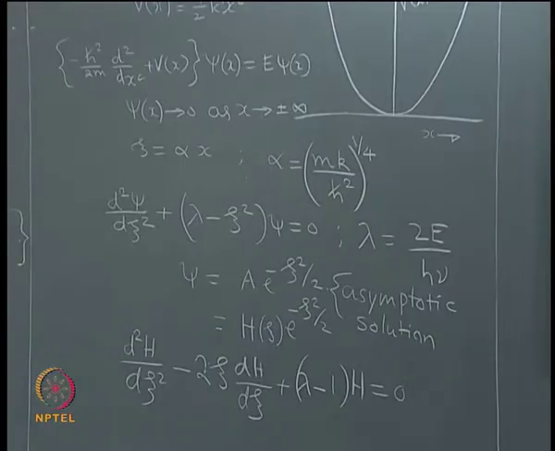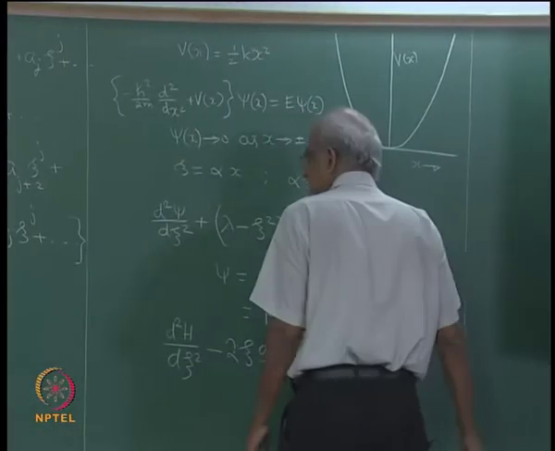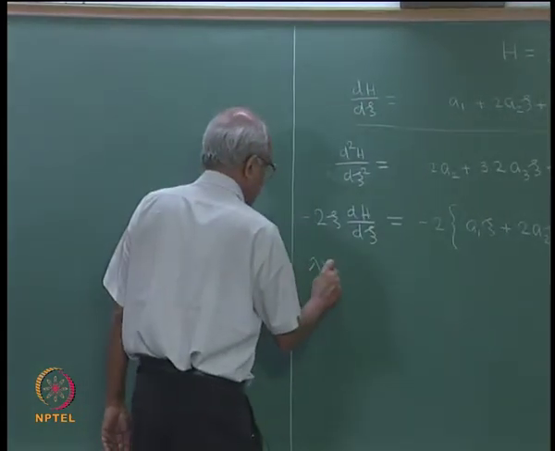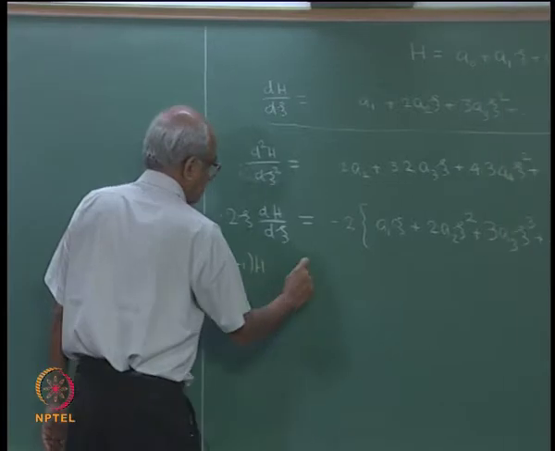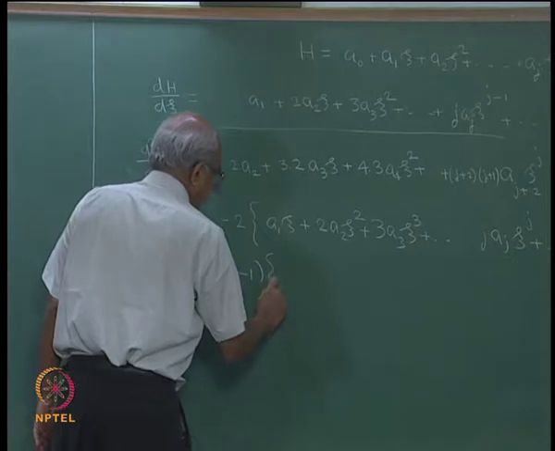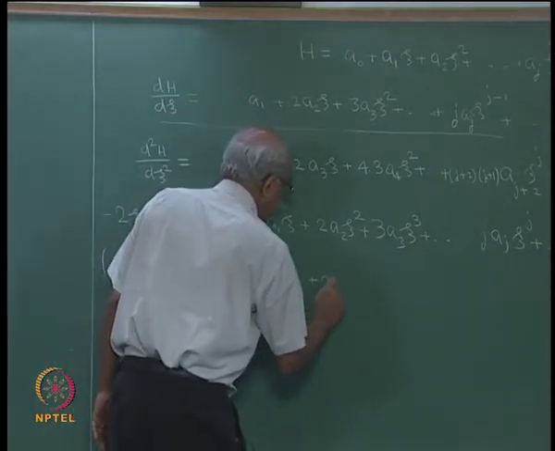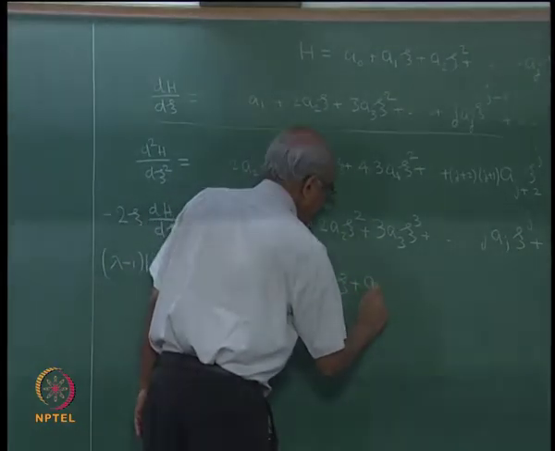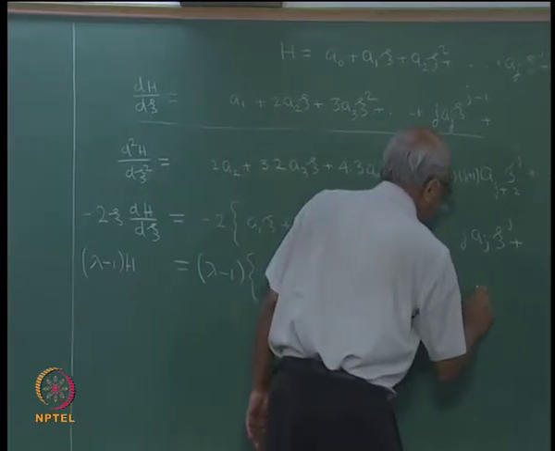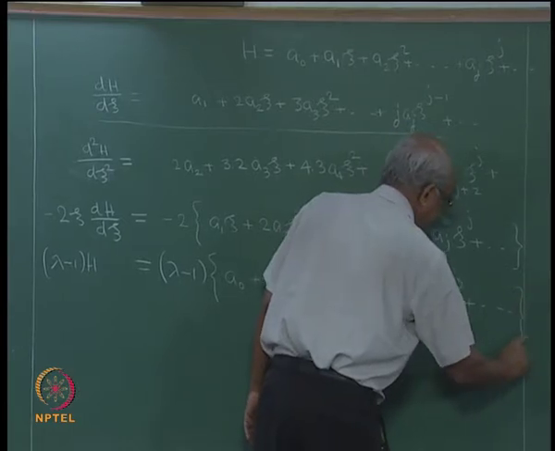Right, and then the last term in the differential equation is lambda minus 1 h. So, I will just write lambda minus 1 into h, which will be equal to lambda minus 1, which I will leave outside a bracket, and then simply write h. What is h? a0 plus a1c plus a2 c square plus etc., until aj c to the power of j plus etc., goes to infinity.